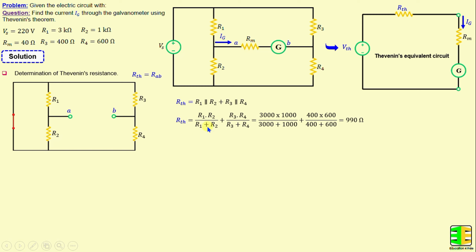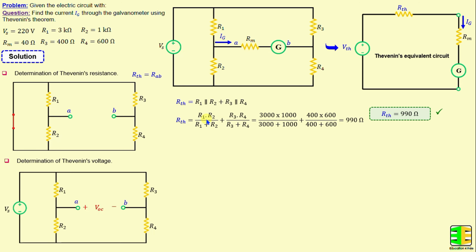R1 times R2 over R1 plus R2, plus R3 times R4 over R3 plus R4. And if we replace the resistors with their numerical values, we obtain RTH is equal to 990 ohms. After finishing the determination of the Thevenin's resistance, we proceed to calculate the Thevenin's voltage. The Thevenin's voltage is basically the open circuit voltage calculated between terminals A and B.